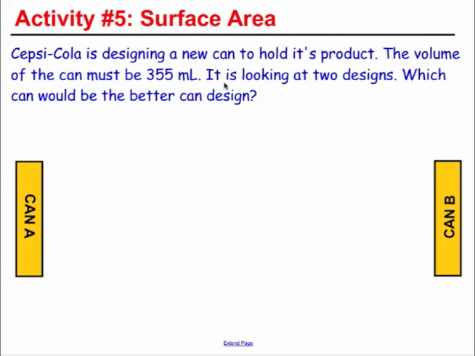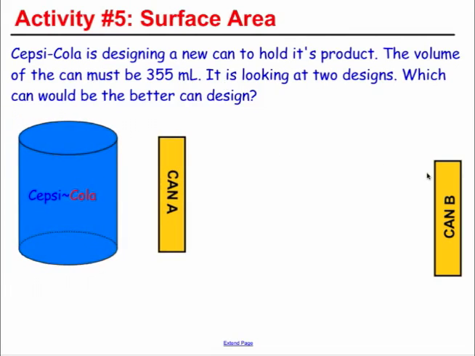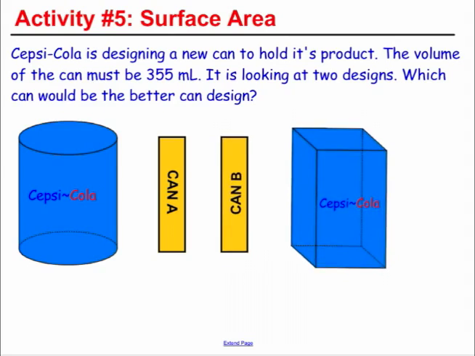Pepsi-Cola is designing a new can to hold its product. The volume of the can must be 355 milliliters. And it's looking at two designs. And it's your job to determine which design of can is better. So here's can A, and here is can B.